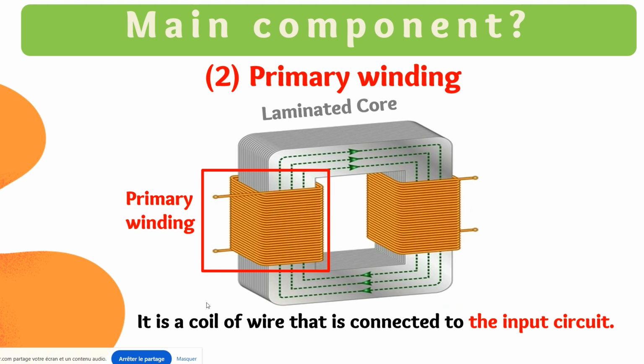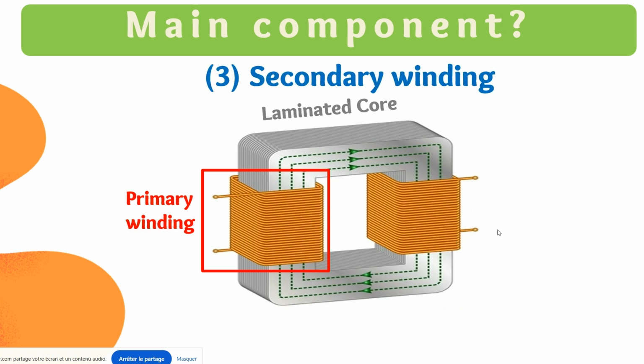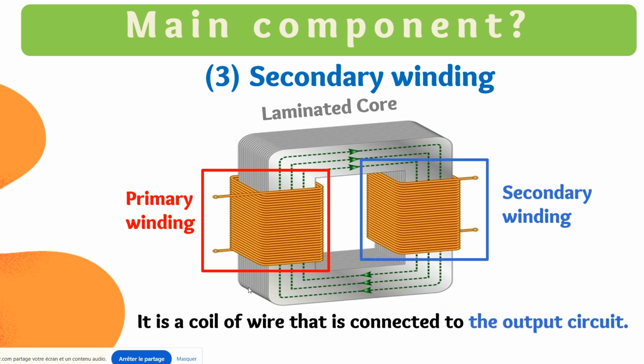Okay, une bobine de fil that is connected to the input circuit. And the third component is called the secondary winding, which is nothing but again a coil of wire that is connected to the output circuit. So these three components are the main important components of a transformer.